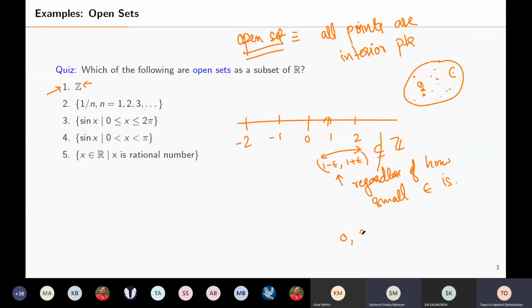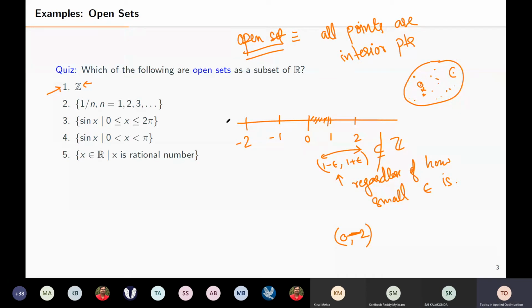So this is like 0 and 2. But this is the interval. All things should be there, right? But in the integers, we don't have these points, right? So it's not. Yes, so good. Yeah, we need to get the entire ball. Yes, entire ball. Yes, yes.